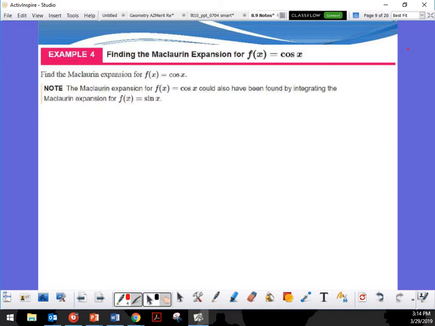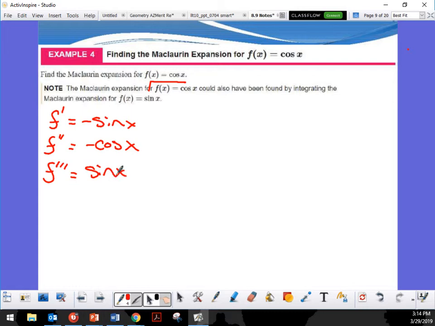Now, in a Maclaurin series, where does it center around? Zero. Very good. So in this case, we're going to start with my function there. Let's start doing my derivative. f prime is cosine of x. f double prime is negative sine x, f triple prime is negative cosine of x, and f quadruple prime is sine x. There we go.